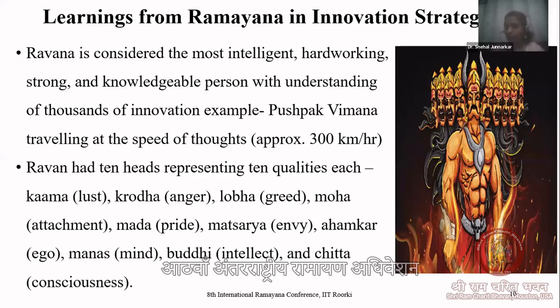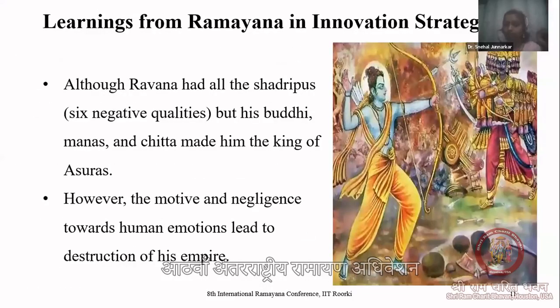We can see Ravana as a character. He has all the knowledge. He had superior innovative things with him, like Pushpak Vimana, which can run at the speed of mind; we don't have anything like this. Even though Ravana had the shad ripus, he had Buddhi, Manas, and Chitta, which made him a strong politician and king of the Asuras. But the motive and negligence towards the human emotions of Sita and the other kingdoms he had acquired led to his destruction.